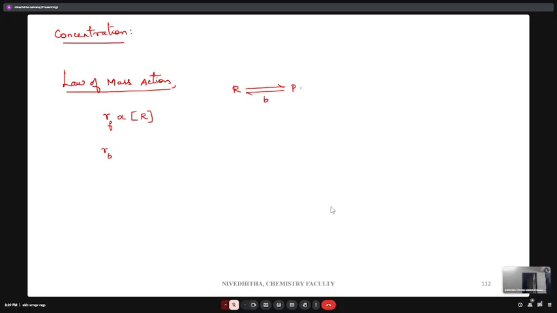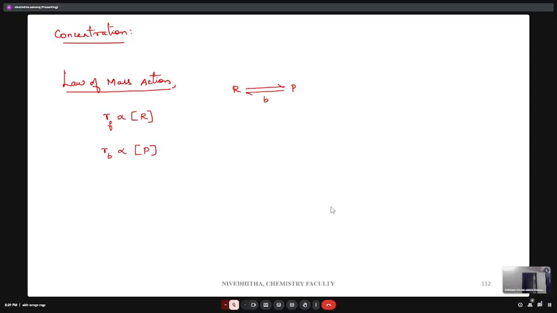What is it? Product, ma'am. Yes. So rate of backward reaction is directly proportional to the concentration of P. Right. Now, based on this law of mass action, we can understand how this reaction is nullifying the effect. When the system is at equilibrium, concentrations of reactant and product will be constant.